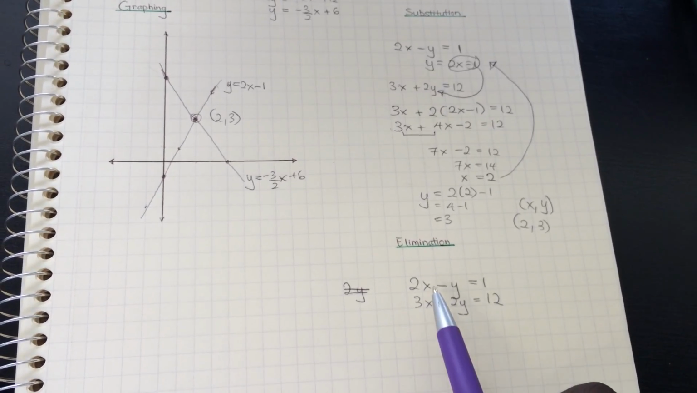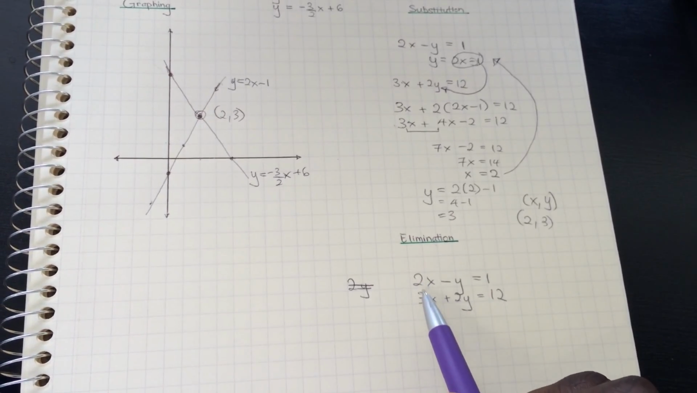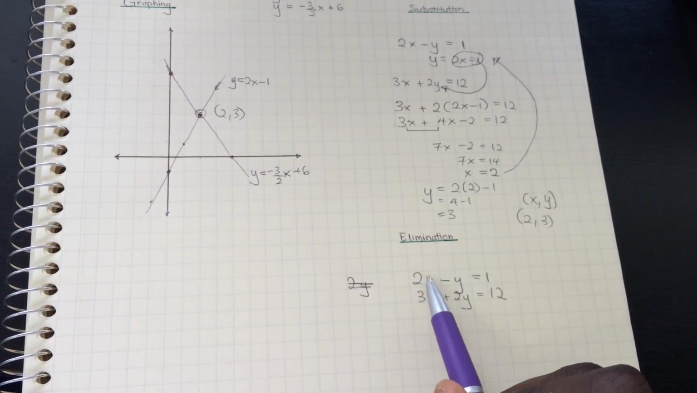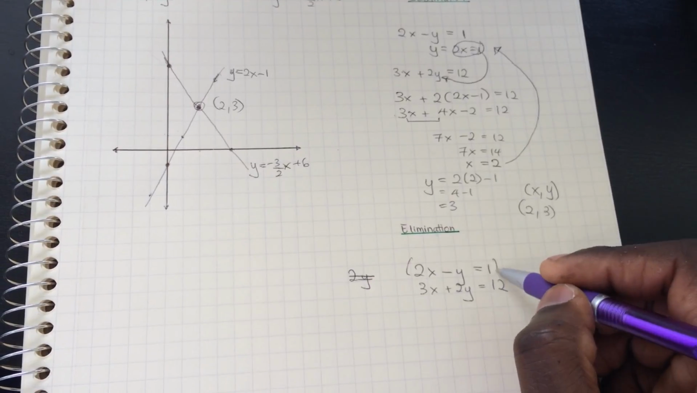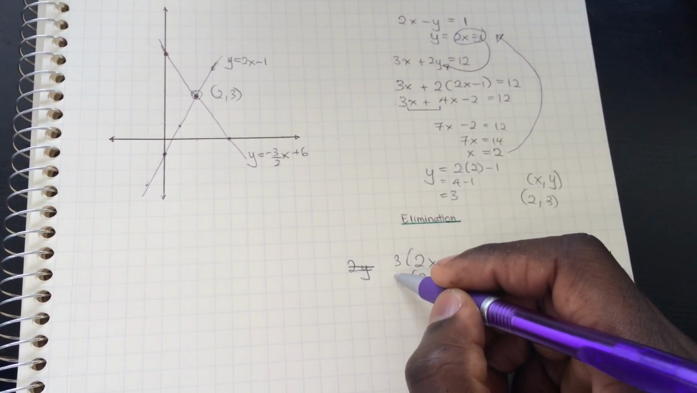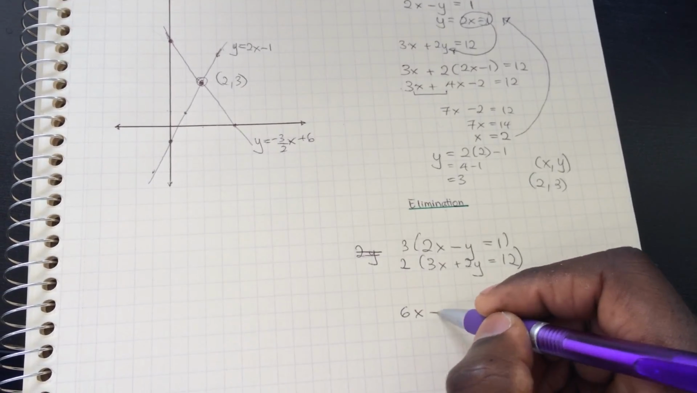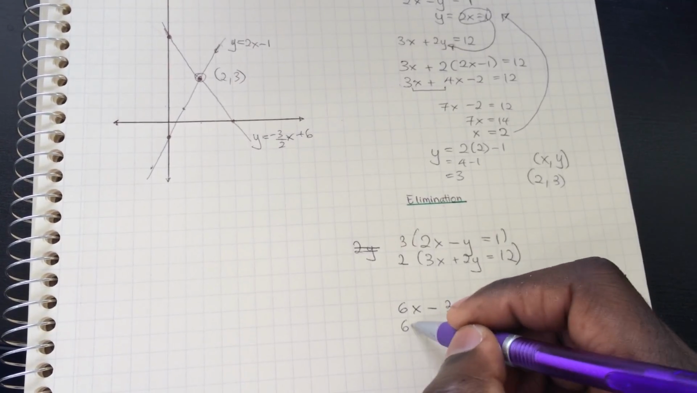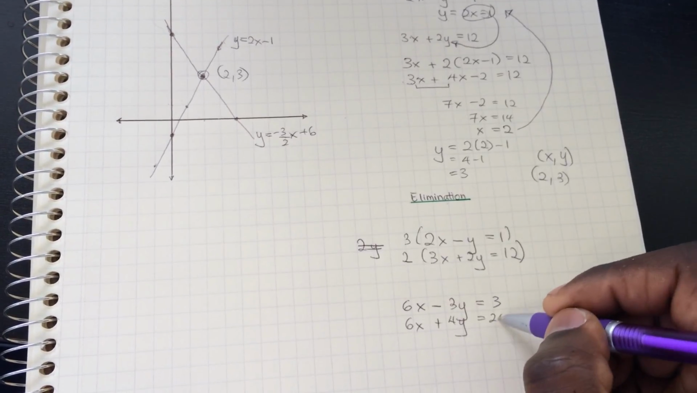So let's say I chose to eliminate x first. The LCM of 2 and 3 is 6. So I'll ask myself, what would I do to this to get 6, and what will I do to this to get 6? For the first equation, I'll multiply everything by 3, and for the second equation, I'll multiply everything by 2. So I'll end up with 6x minus 3y is equal to 3, and 6x plus 4y is equal to 24.